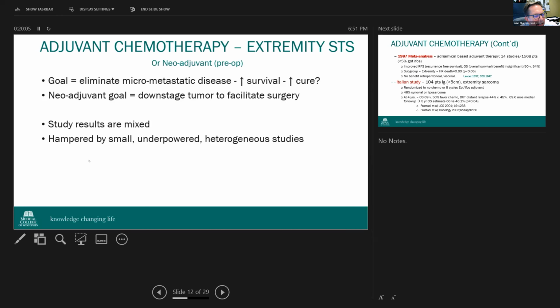The other thing we know about adjuvant or neoadjuvant chemotherapy is that, I've been doing this job for 15 years, and for a lot of that time its use has been controversial or not necessarily uniform, with some different thoughts about it. I think that's because we've had mixed study results over the decades, hampered by small studies with heterogeneous populations and different treatment plans. It's hard to make sense of what the right answer is in terms of using chemotherapy.